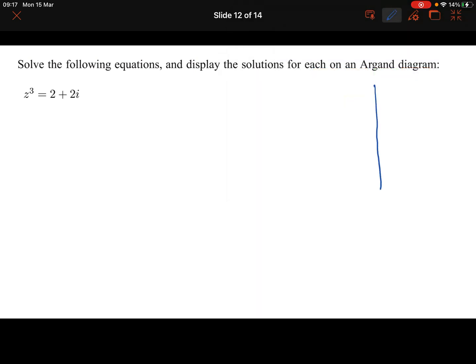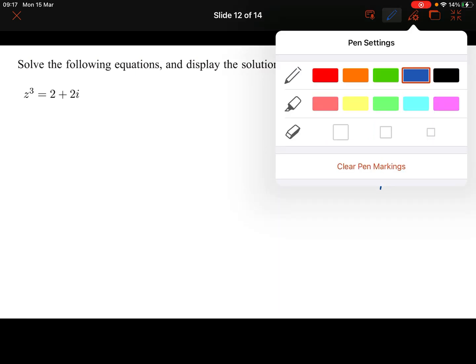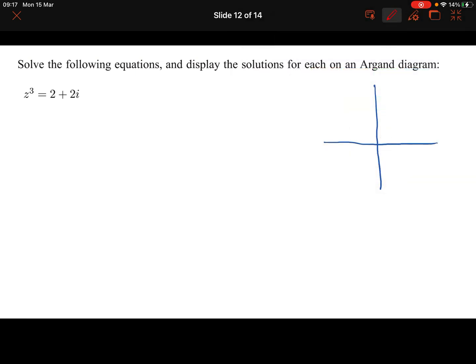So first things first, let's draw an Argand diagram and understand what the argument and modulus of the complex number 2 plus 2i is. It looks something like that. That's 2, that's 2. So the modulus is going to be root 8, 2 squared plus 2 squared square rooted, which is the same as 2 root 2. And the argument is going to be tan theta equals 1, so it's going to be pi over 4. So remember, it's pi over 4 plus multiples of 2 pi.